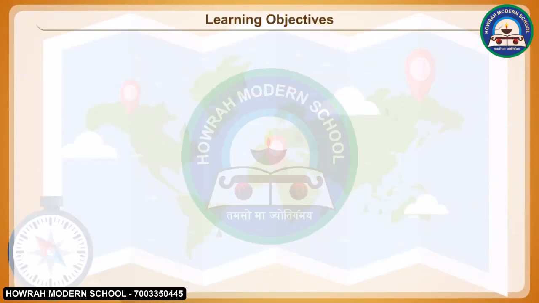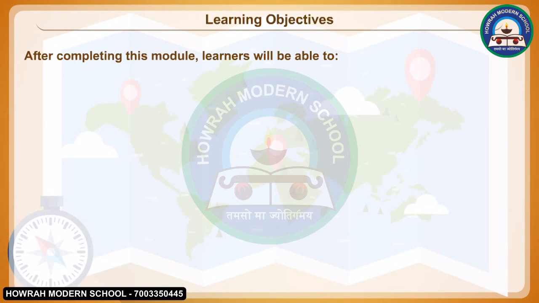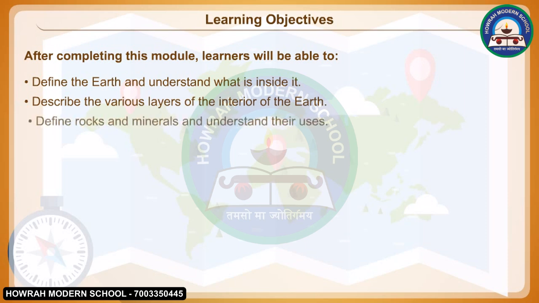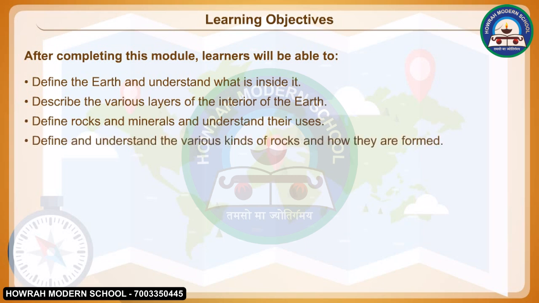Learning objectives. After completing this module, learners will be able to define the Earth and understand what is inside it. Describe the various layers of the interior of the Earth. Define rocks and minerals and understand their uses. Define and understand the various kinds of rocks and how they are formed.